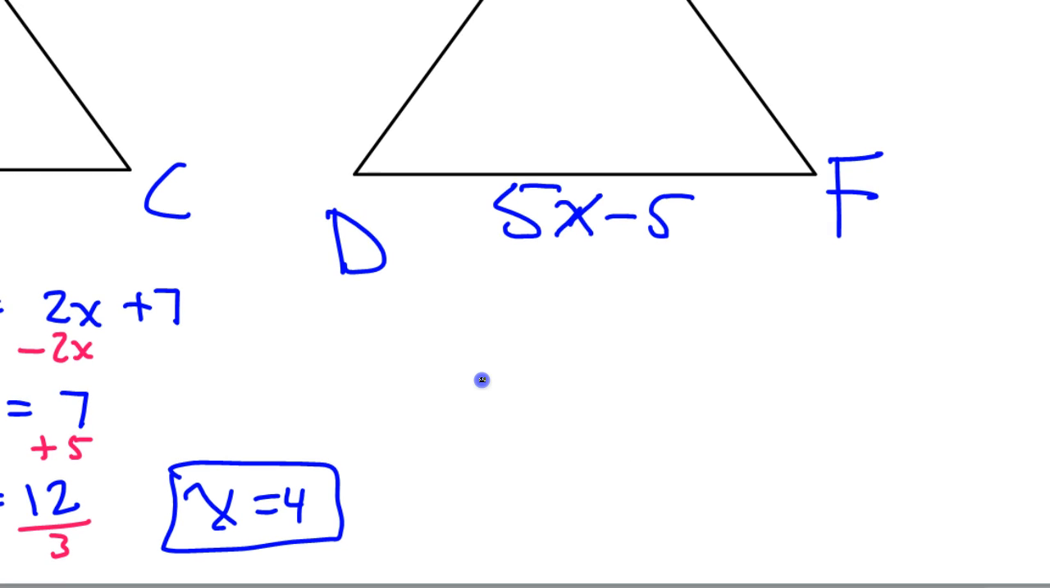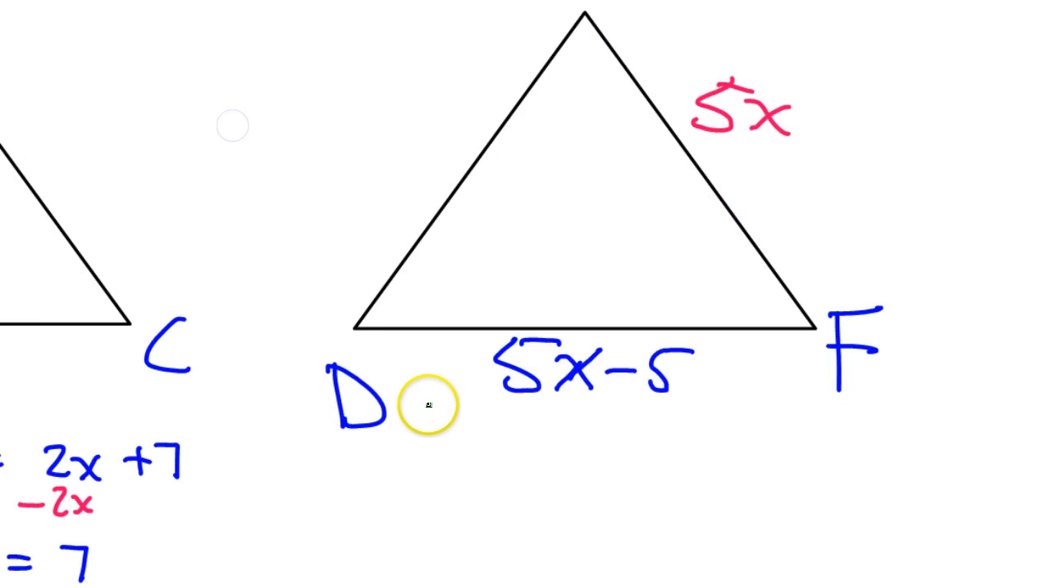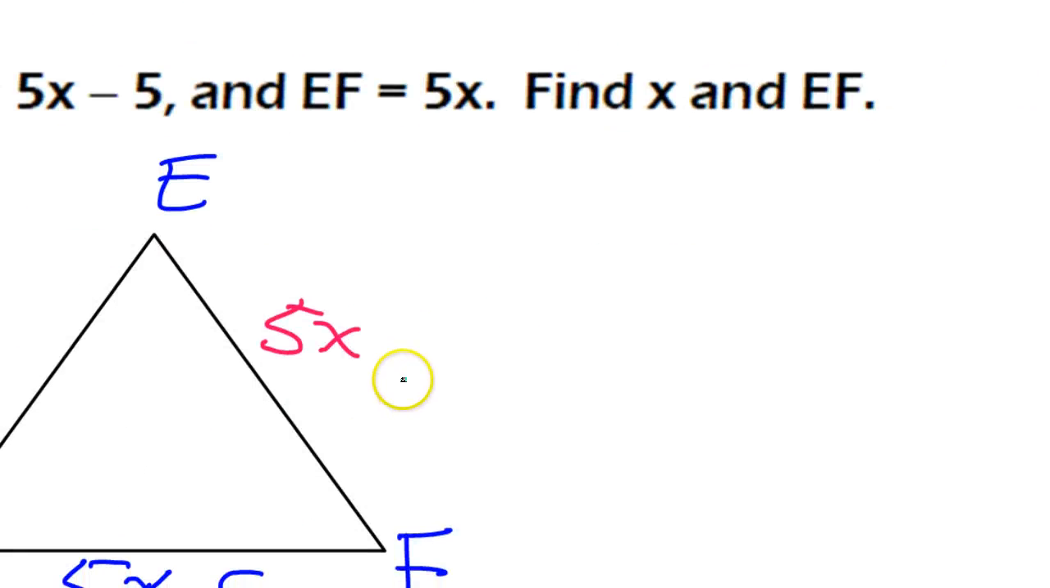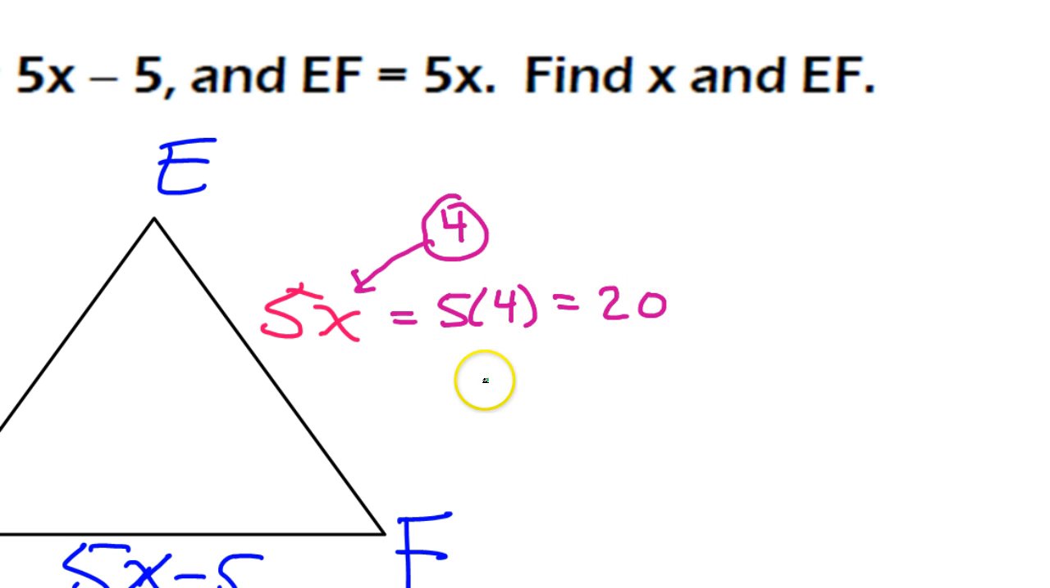All right, but now that we found that, we're also supposed to find the distance from E to F. But now that we know that x is 4, I can plug that in. All right? So if x is 4, then that means this is going to equal 5 times 4, which is 20. Okay, so that means EF equals 20.